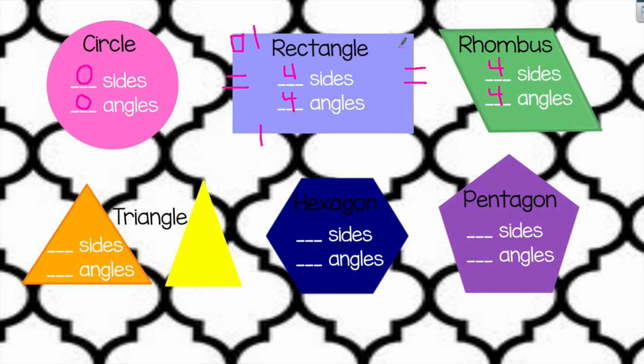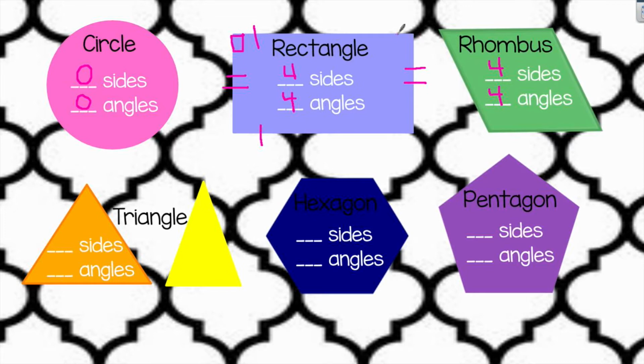Because both the rectangle and the rhombus have 4 sides and 4 angles, they both fall into the category of being a quadrilateral. A quadrilateral is a shape that has 4 sides and 4 angles. Now, let's compare the rectangle and the rhombus.